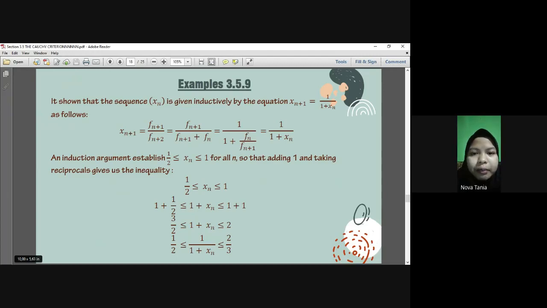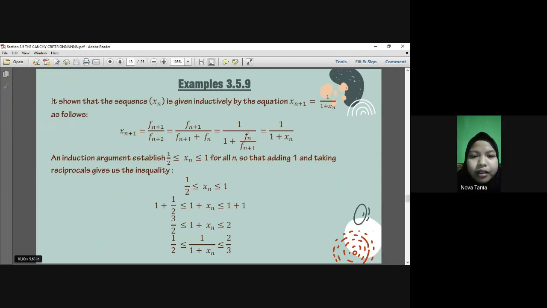We are still in example 3.5.9. It showed that the sequence (xn) is given inductively by the equation x_{n+1} = 1/(1 + xn), as follows. x_{n+1} = f_{n+1}/f_{n+2} = f_{n+1}/(f_{n+1} + f_n) = 1/(1 + f_n/f_{n+1}). This equals 1/(1 + xn).